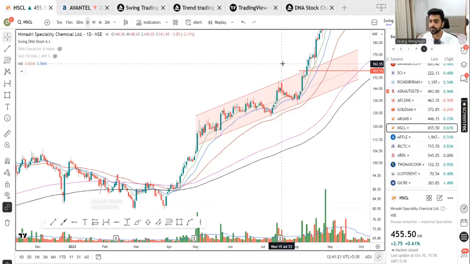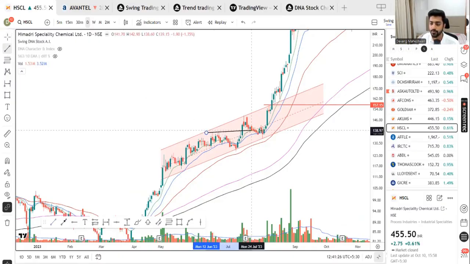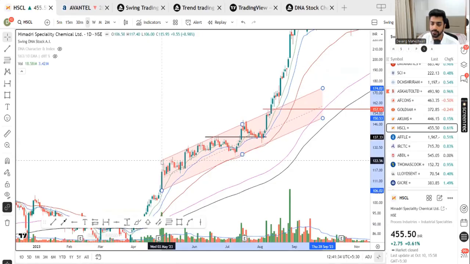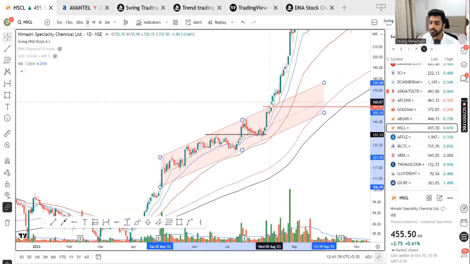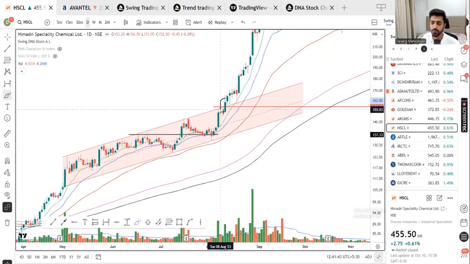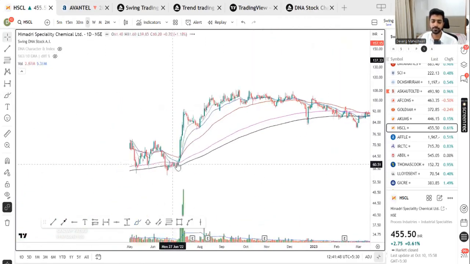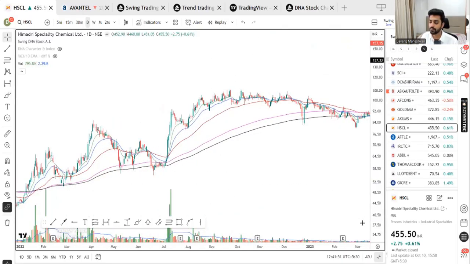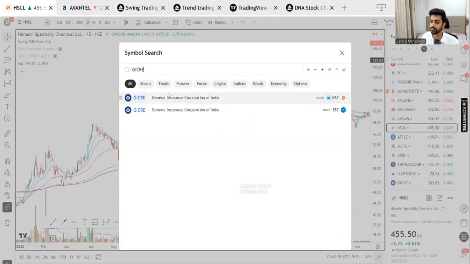Okay. So it broke out here then. It broke out here, failed again. And here this is just going nowhere. Okay. So you can make it like this. And this is where you have a breakout, this candle. Something to do for. And then this is the move. Okay. Let's see the last one, just GICRE.